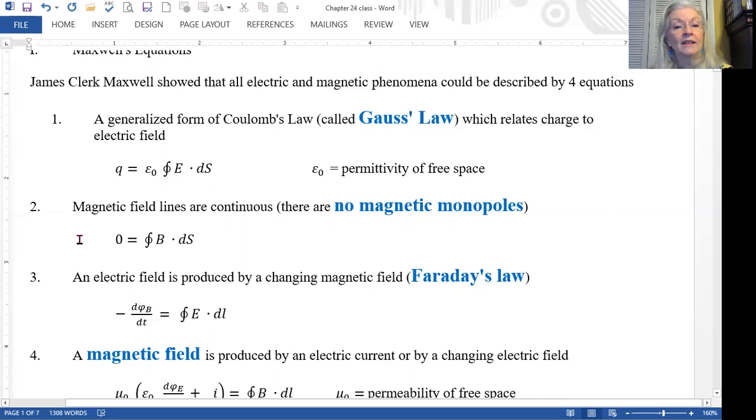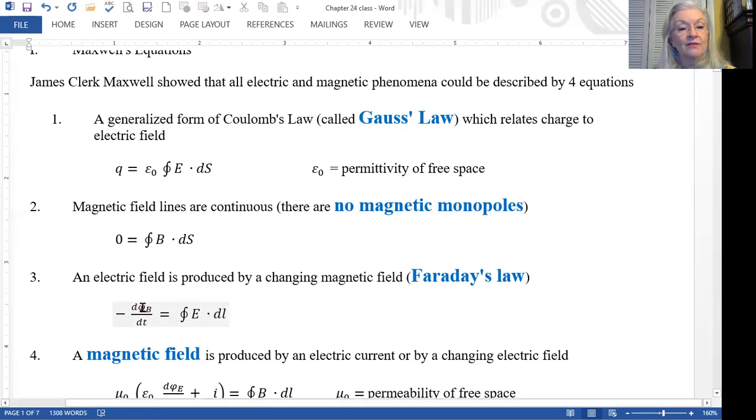If you look at his second equation, it describes the fact that we know that magnetic field lines are continuous, that we don't have magnetic monopoles, that there's not an isolated north magnetic pole without a south pole to go with it. The third equation talks about the electric field being produced by a changing magnetic field. So it's a mathematical representation of Faraday's law.